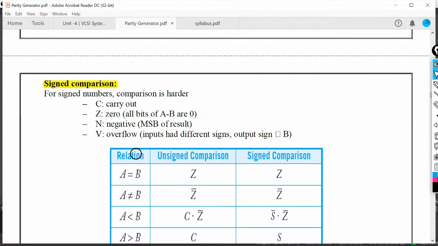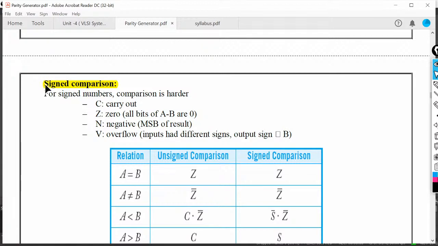Signed form is used to represent negative as well as positive numbers, but unsigned form is only used to represent positive numbers. Is it clear to all of you? Unsigned is only used to represent positive numbers, and signed is used to represent positive as well as negative numbers.